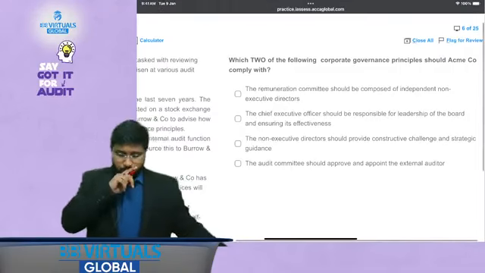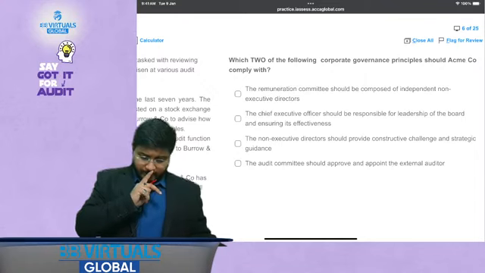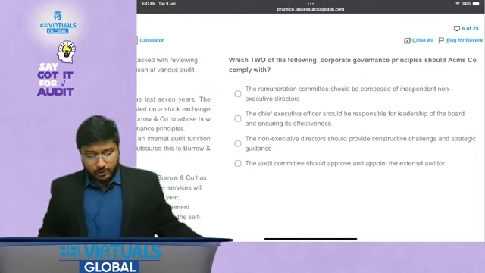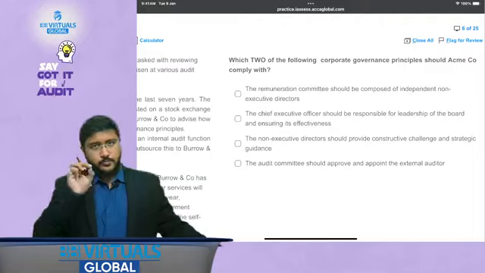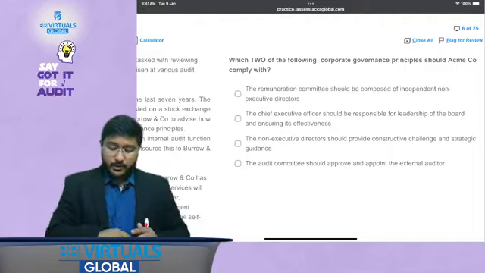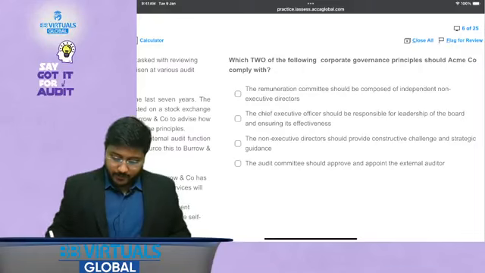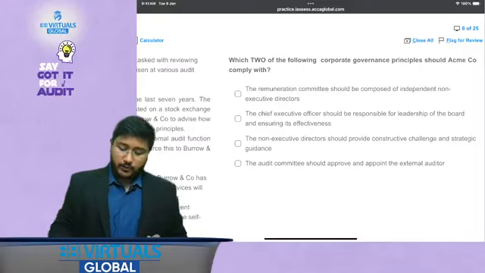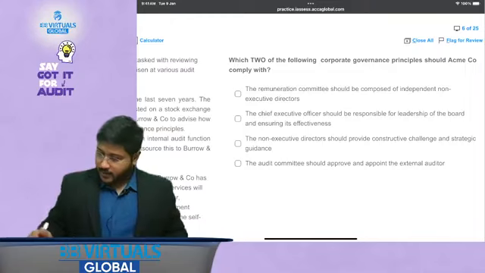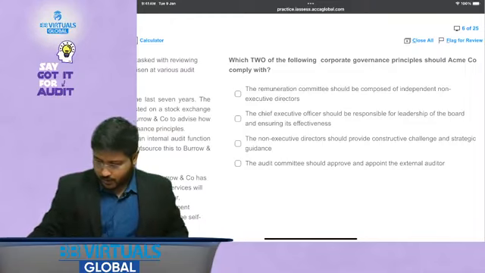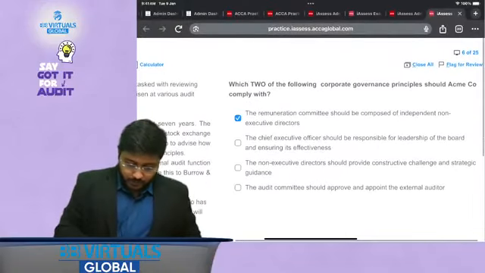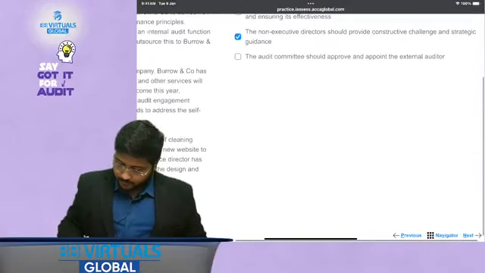Fourth one, again we have selected 1 and 3 already, but let's read the fourth one. Maybe we were wrong. The audit committee should approve and appoint the external auditor. Now here, what is the problem? They just recommend. They do not appoint. They just recommend, right? So this is very, very important for us to understand. So 1 and 3 seems like the right option.